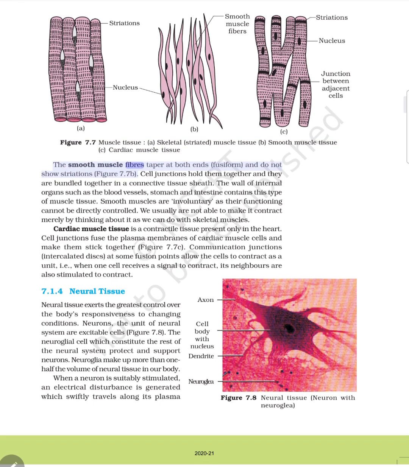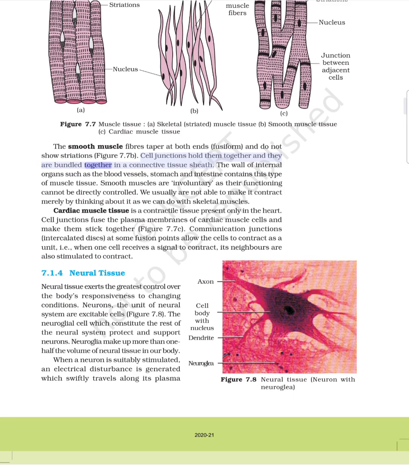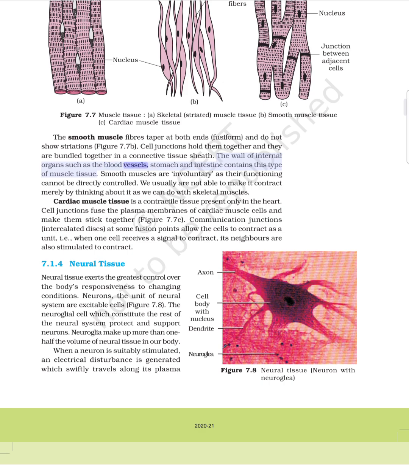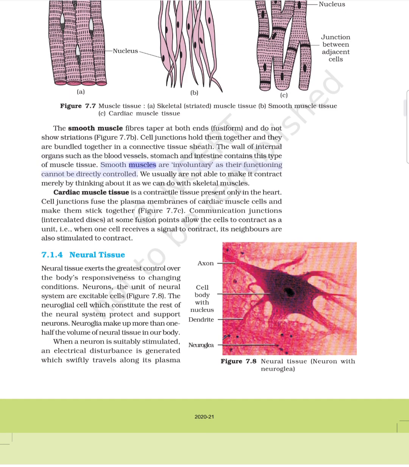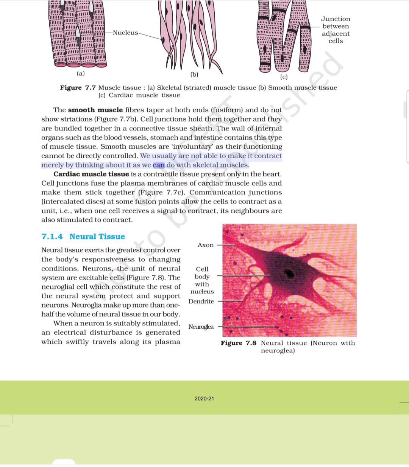The smooth muscle fibers taper at both ends and do not show striations. Cell junctions hold them together and they are bundled together in a connective tissue sheath. The wall of internal organs such as the blood vessels, stomach, and intestine contains this type of muscle tissue. Smooth muscles are involuntary, as their functioning cannot be directly controlled. We usually are not able to make them contract merely by thinking about it, as we can do with skeletal muscles.